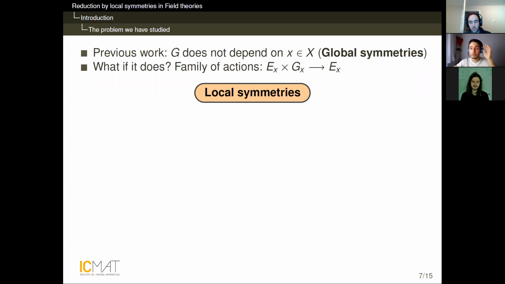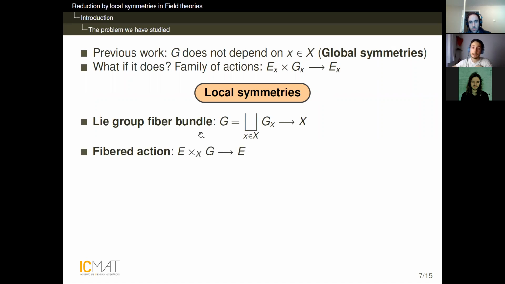The main thing we can do to study them is to gather all of our Lie groups in a Lie group fiber bundle G over X, and then gather all of our actions in a fibered action. A fibered action is basically a vertical bundle morphism such that the induced map on each fiber is an action in the typical sense of the word. Then this fibered action can be straightforwardly extended to the first jet, because our theories are defined on first jets, not only on the configuration space itself.